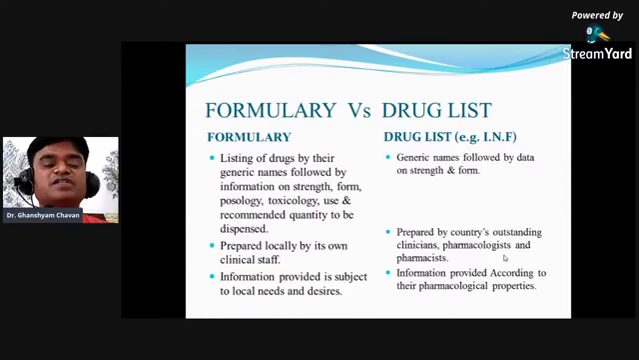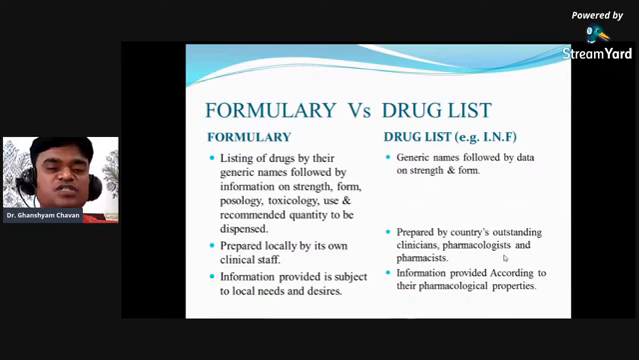Listing of drugs by their generic name, followed by information on strength, form, posology. What is posology? Posology is nothing but the branch of pharmacy which deals with the dose of that typical drug. It is 10 mg, 20 mg, 100 mg. Dose defines the disease. According to the status and health of the patient, sex of the patient, and the severity of the disease, we will decide the dose of that typical drug. It is nothing but posology.